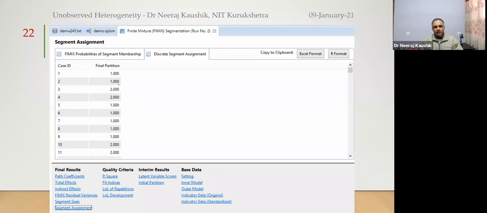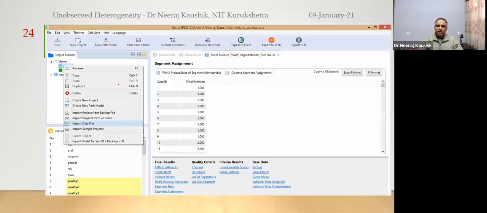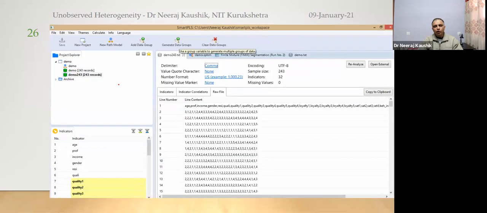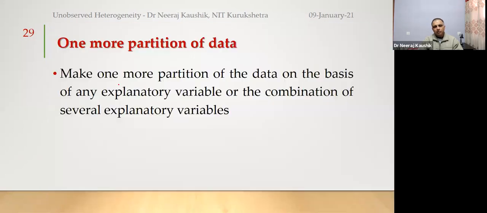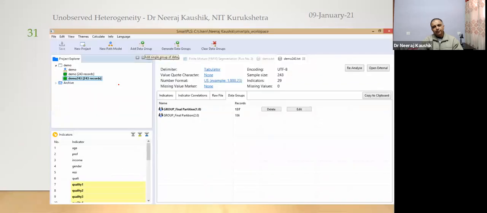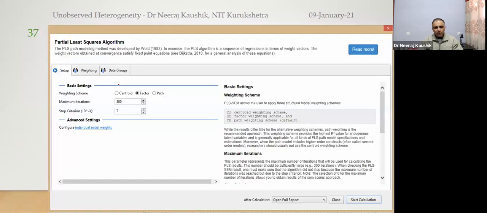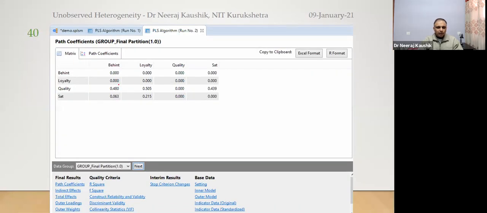You can copy it, save it in your file, and then along with the rest of the demographics, you can check why these people are the same, why these people are different. Okay, so I put it here, and then I imported that data file, went for the multi-group analysis, and then partitions, etc. And now let me show you what the result will come out.